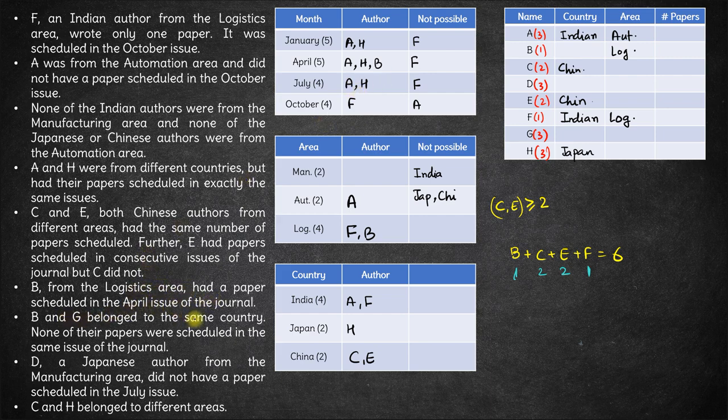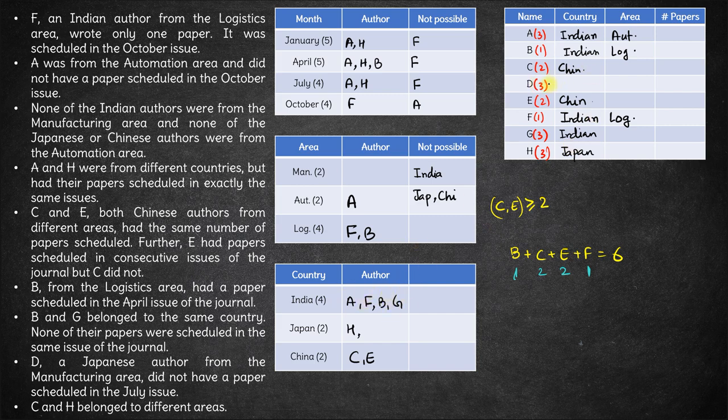Fine. B and G belonged to the same country. So which country can it be? Now we know there are 2 Chinese, so they are done. We cannot fit in more people for China. B and G, if they are from the same country, if both of them are from Japan, in that case we'll have a total of 3 people. Hence B and G both cannot be from Japan. Hence the only possibility is that B and G are both Indians. So B is Indian and G is also Indian, right? So we have 4 Indians here.